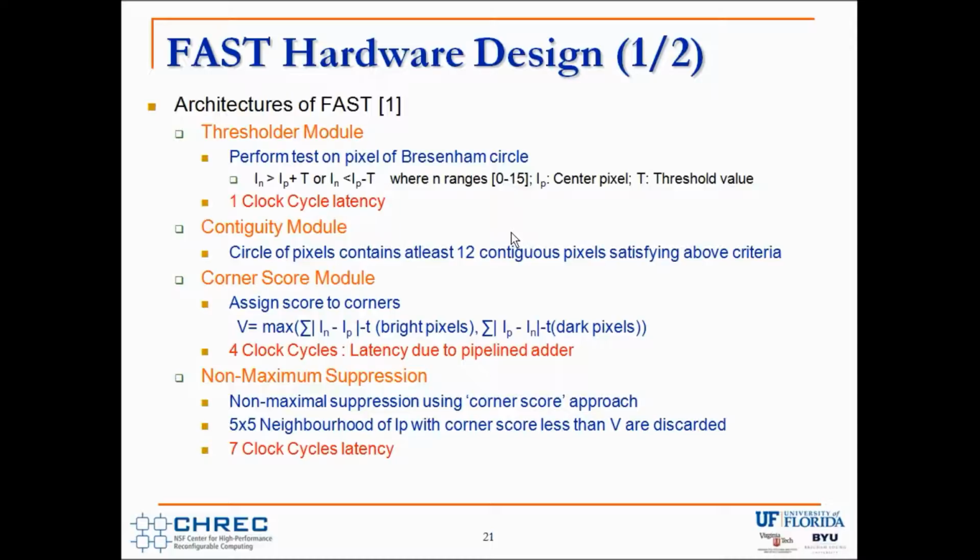I have further ventured into the hardware architecture of FAST and its implementation on FPGA. The FPGA module consists of different processing modules known as the threshold module, contiguity module, corner score module, and non-maximum suppression, each of which is used to detect a corner and check for the condition to analyze if it is a feature point or not.